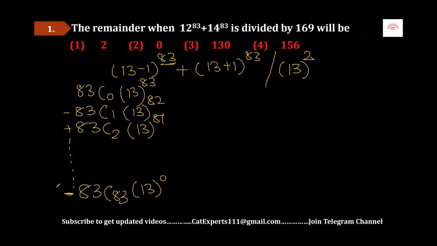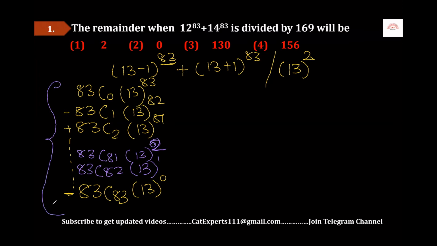So let me write the previous two terms. Let's see. 83C82, 13 power 1. And one more term before this will be 83C81, 13 power 2. So this is what I can say is going to be the binomial expansion of the first term. Very interesting. Now similar terms, exactly similar terms, I will get in this expansion.